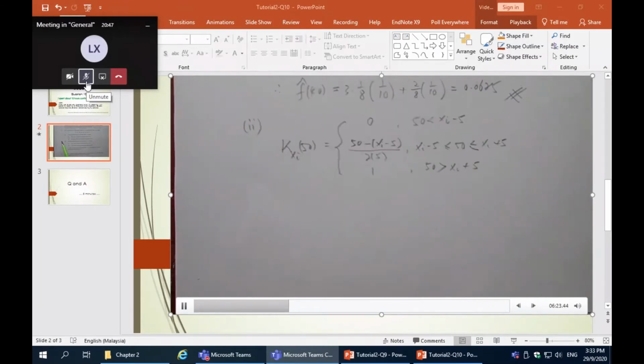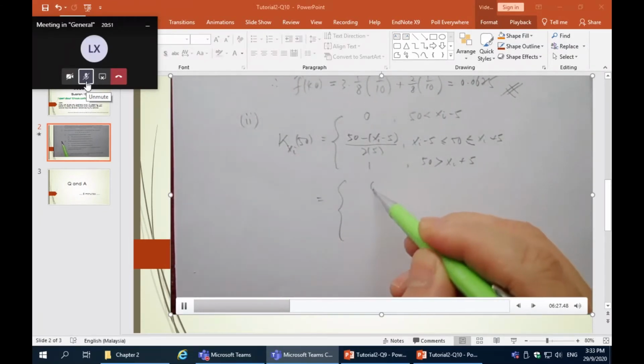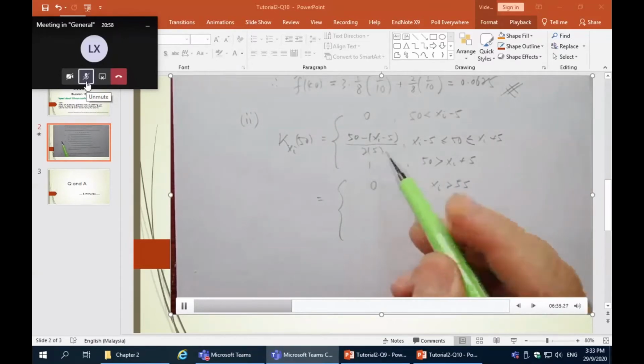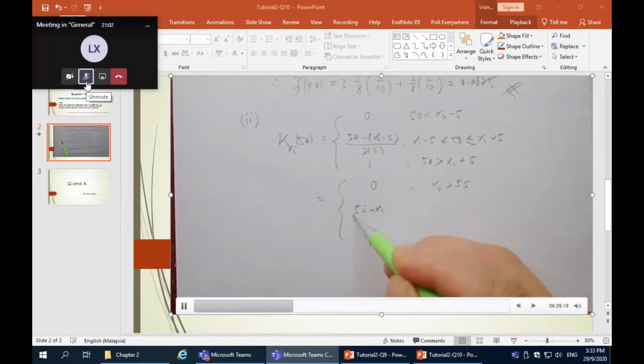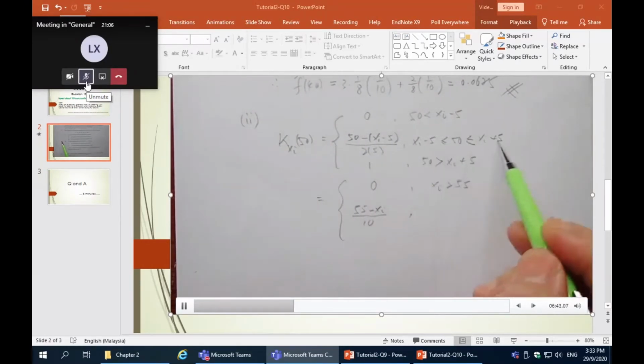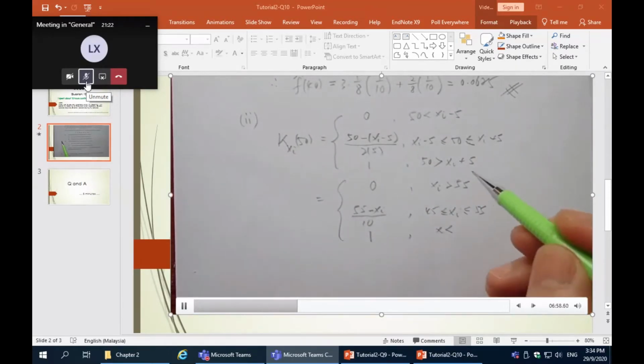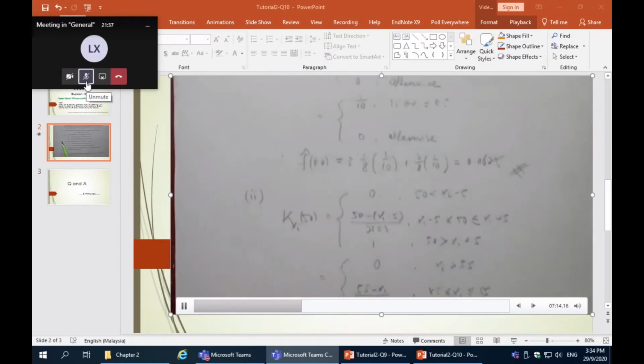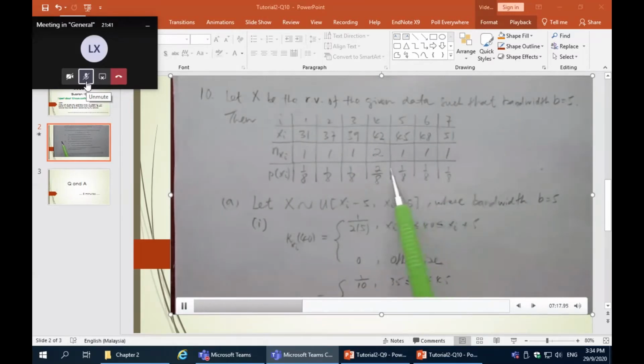And simplify this, we will have this is 0 where your xi is greater than 55, and here will be 55 minus xi divided by 10, and you simplify this, then xi is bounded from 45 to 55, and this k value will be equal to 1 when xi is less than 45. So based on these intervals, we know that whatever the data less or equal to 55, we have to consider. In other words, we have to consider all the data. That means we have to consider all the probability.